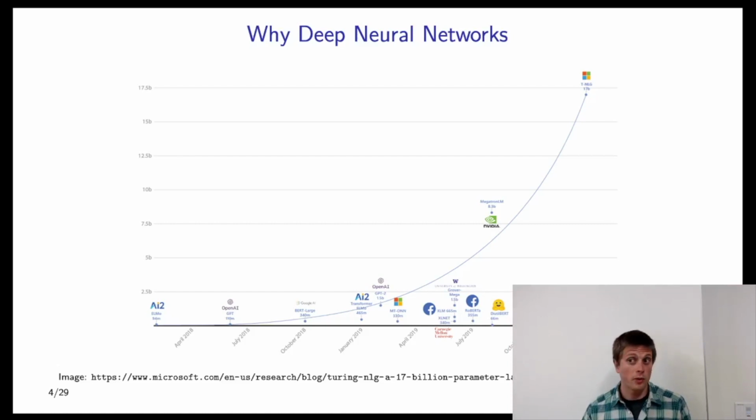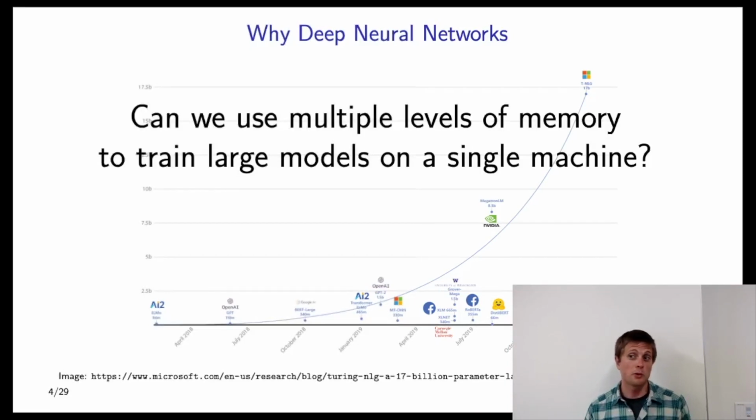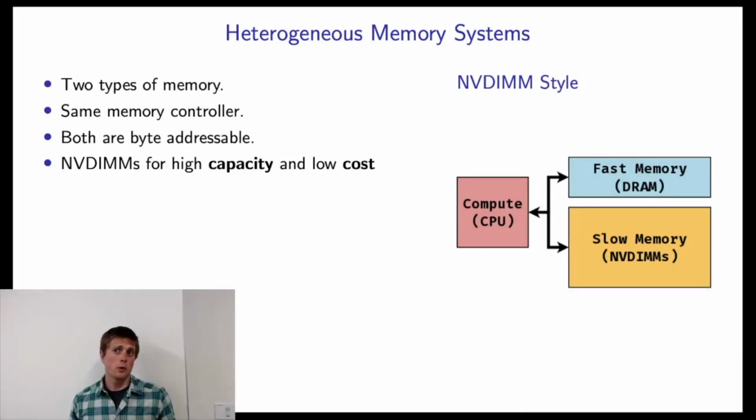The question we want to ask is, can we use multiple levels of memory, potentially using a slower but larger capacity memory, to train these large models on a single machine? So what do we mean when we say heterogeneous memory systems? For this work, we consider systems with 2 types of memory: a fast memory that is expensive but limited in size, such as DRAM, and a slower memory that is cheaper and has higher capacity.